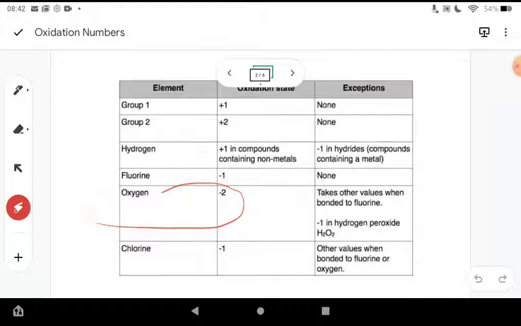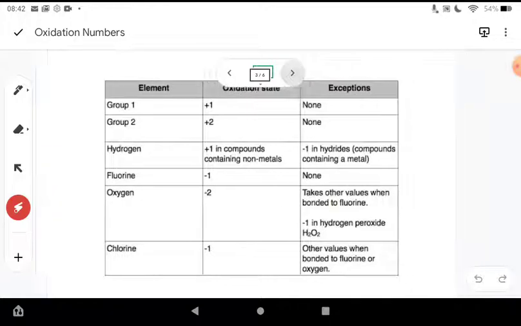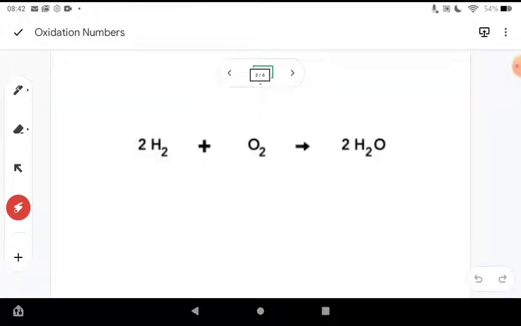Oxygen is normally -2. However, there are the odd exceptions. And chlorine is normally -1. And then for the rest of them, you go based on their groups. So if it's in group 5, it's going to have a -3 oxidation number. However, these are your starting points. And once you've got these, you then work around them. So let's have a go at a couple of examples.